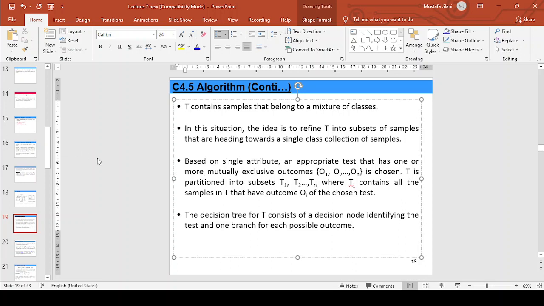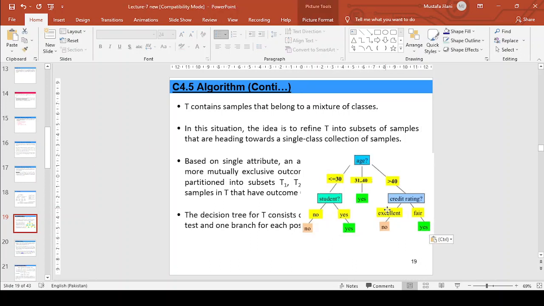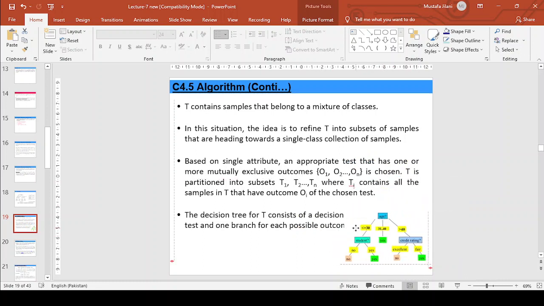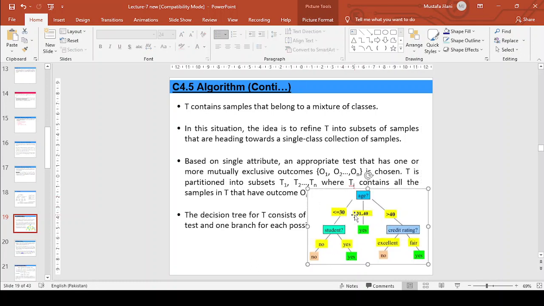If you remember the previous example, it was showing that we have less than 30 years of age, 31 to 40, and more than 40. So they are not overlapping. All the points in one split of this will not appear in the other splits.